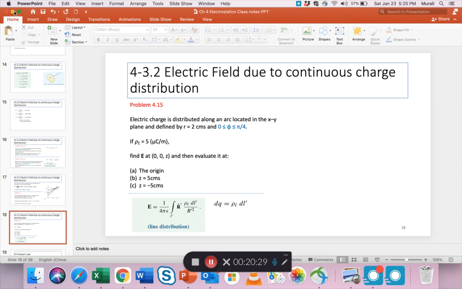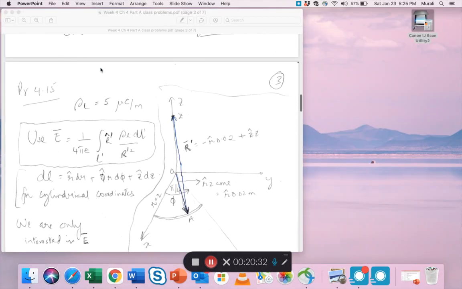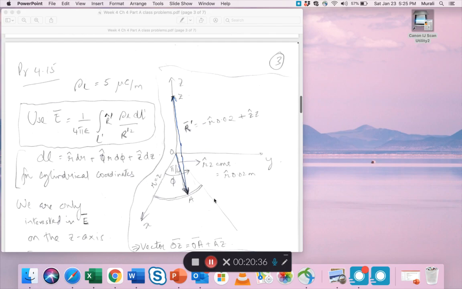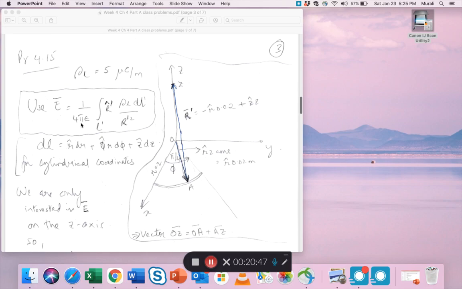Anyway, let me open up 415 on my notes. So here it is. So we have this little arc. It only goes from phi equals 0 to phi equals 45 degrees, and so we have to apply this formula. E equals 1 by 4 pi epsilon, our unit vector of this r dash, r prime. This r prime business is in our textbook. It's a little confusing, but hey, it is what it is. So you put this magnitude of r prime in the denominator, squared, and then on the top you have rho L dl prime.